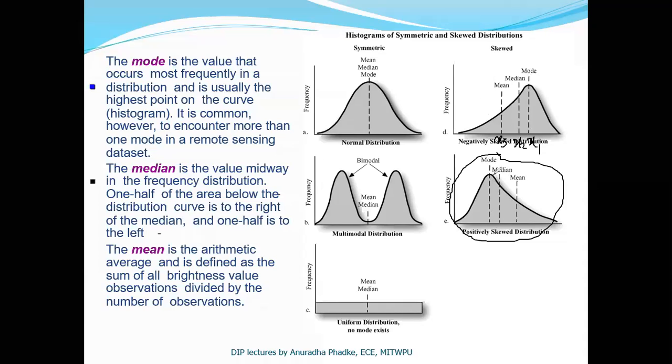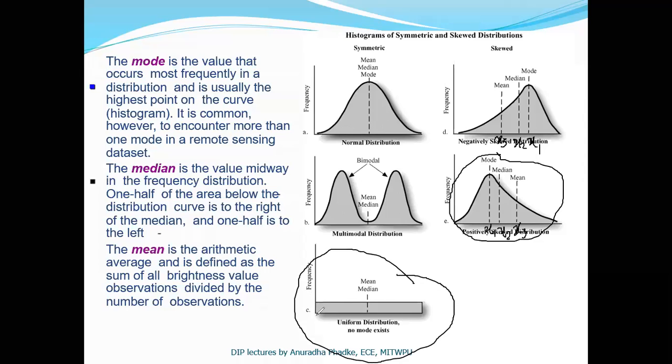So here mode is the frequently occurring value. So mode appears here. So this is your mode x1. Then median is here, gray value x2 represents median, and x3 represents mean for positively skewed distribution. Now there is one more example here which represents uniform distribution.